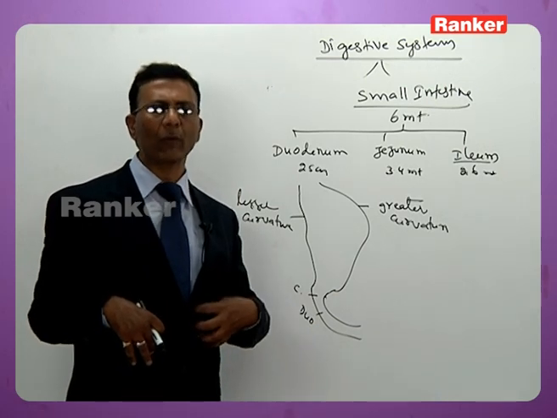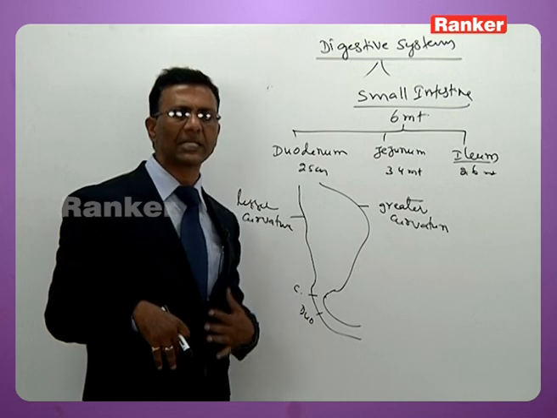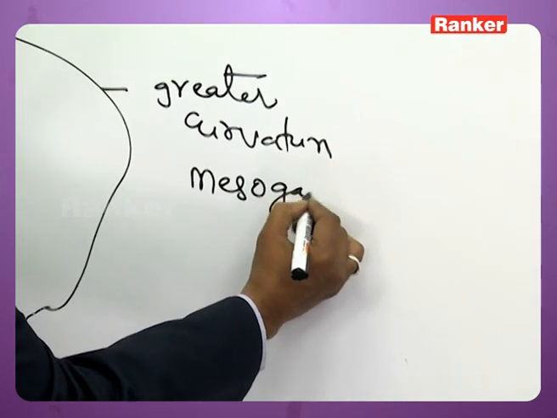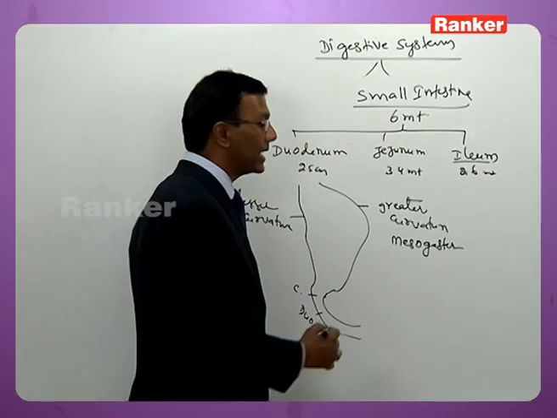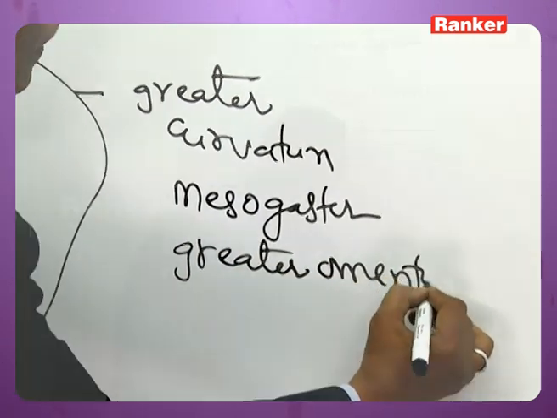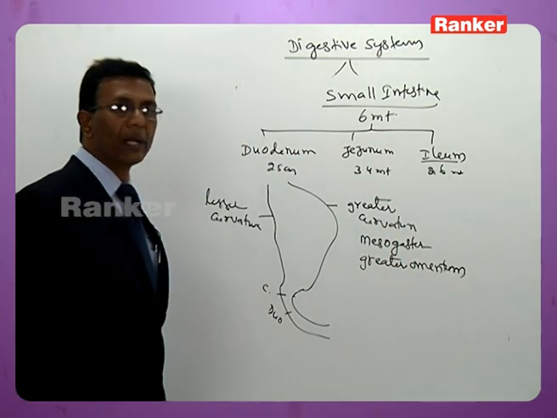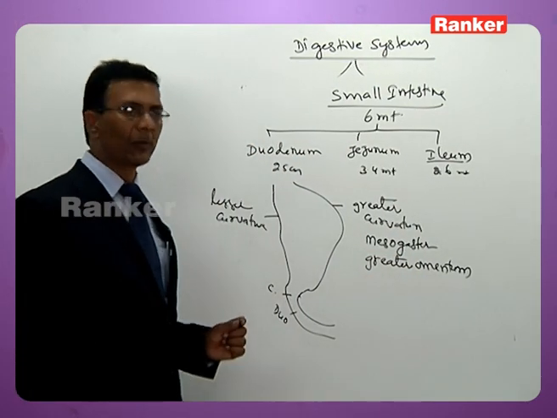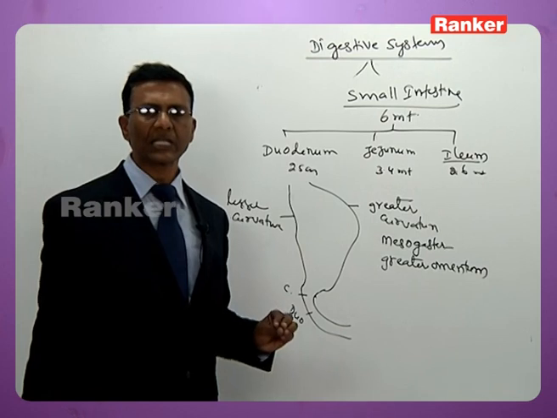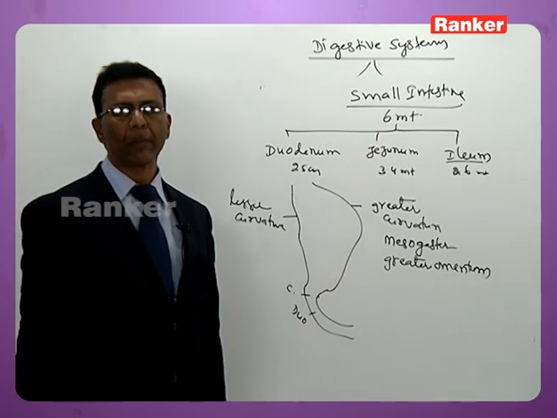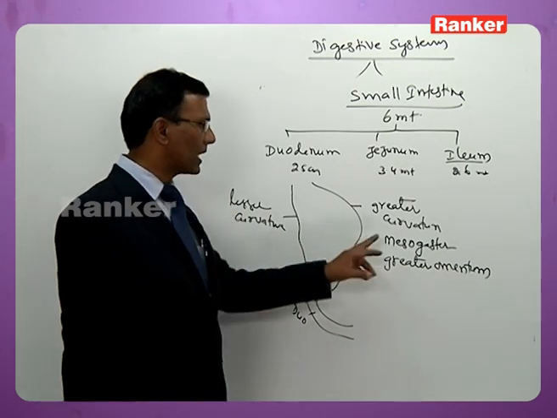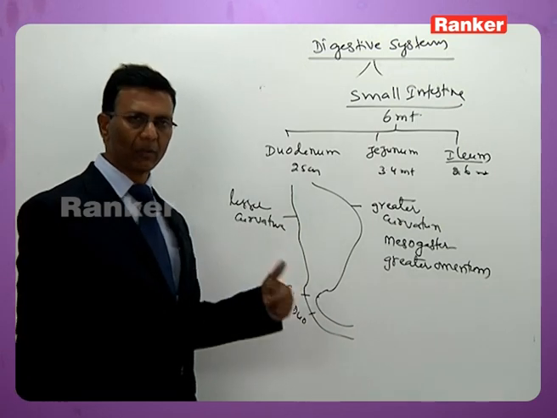Then how can it confine itself only to the left side? Because it is attached to the abdominal muscles by a mesentery called mesogaster, also called greater omentum. That greater omentum holds the stomach always towards the left side of the abdominal cavity and prevents it from getting displaced. So lesser curvature, greater curvature and mesogaster are also important.